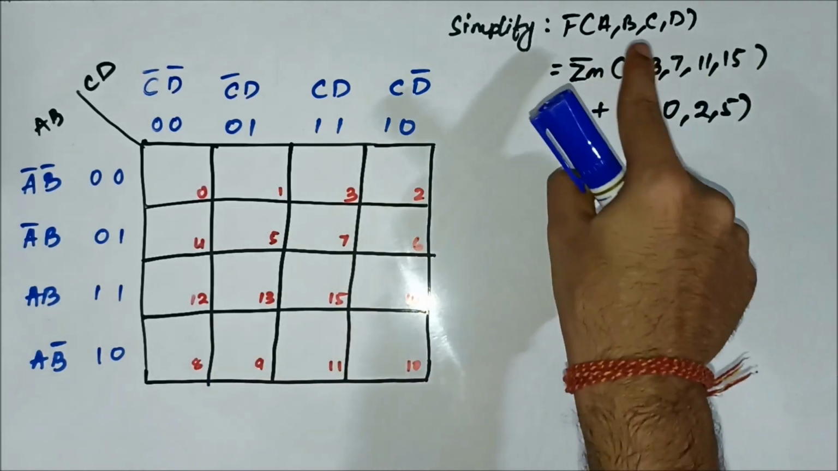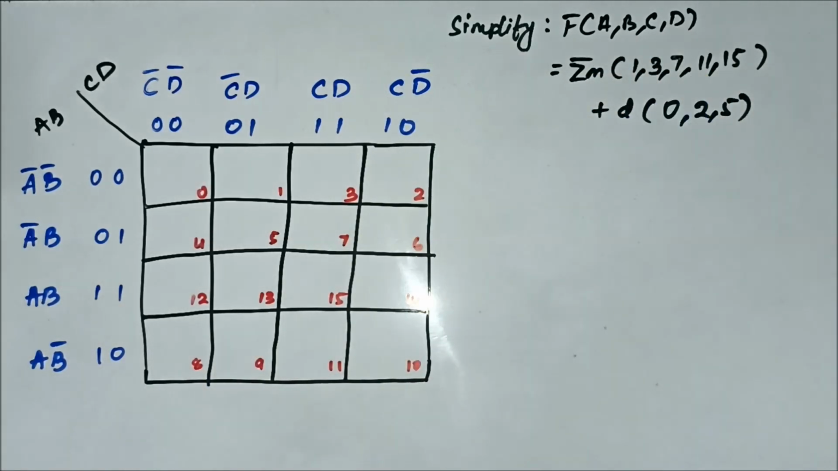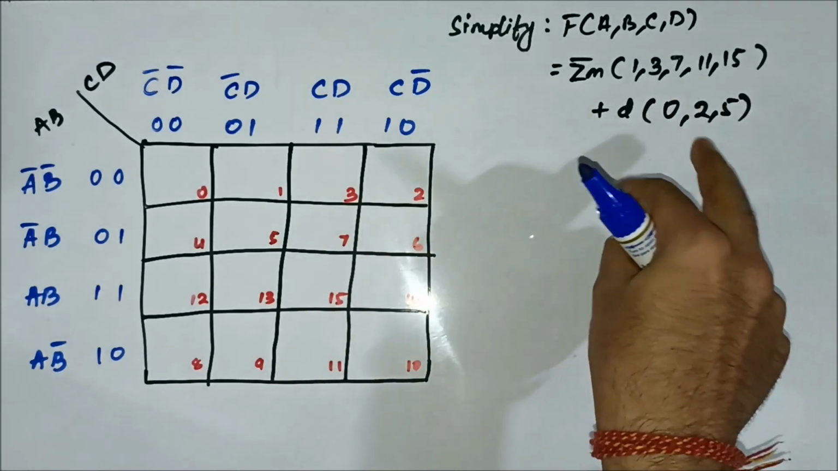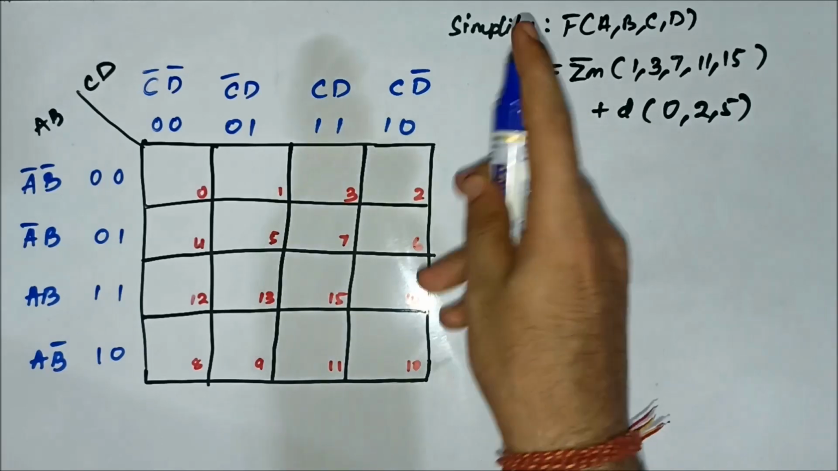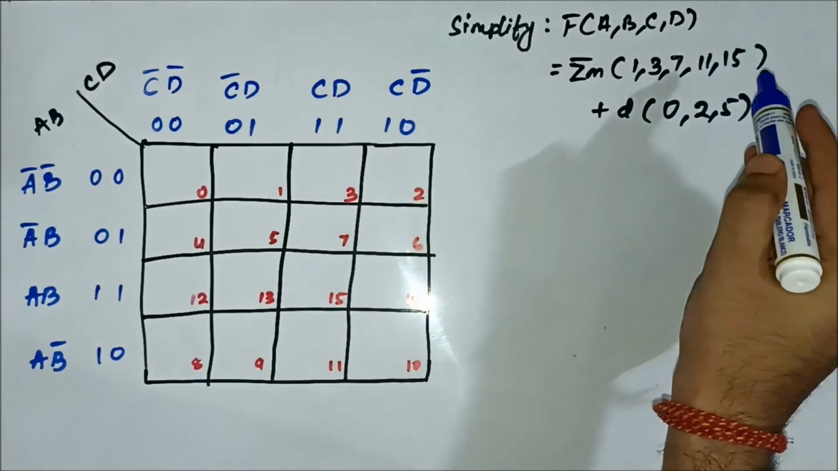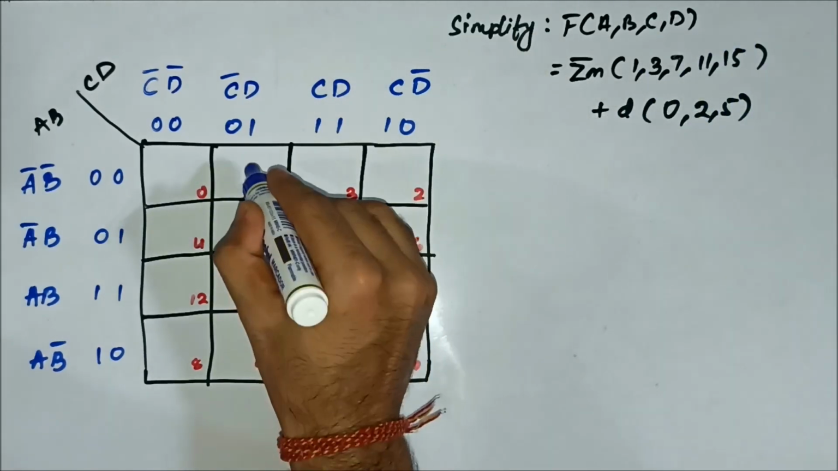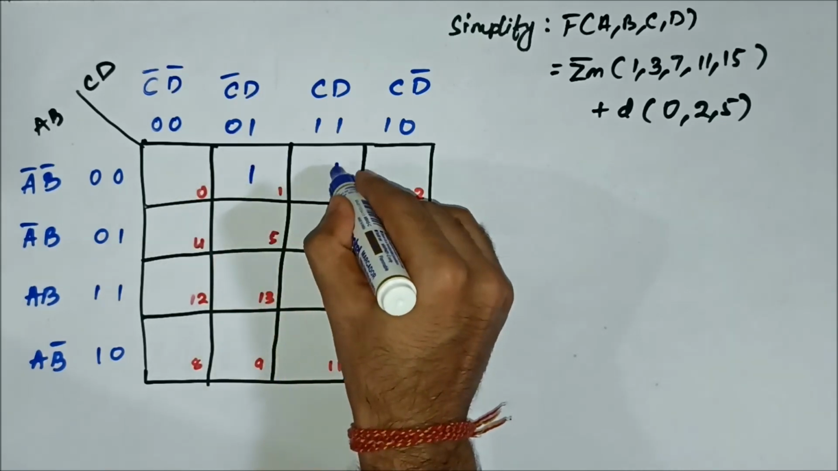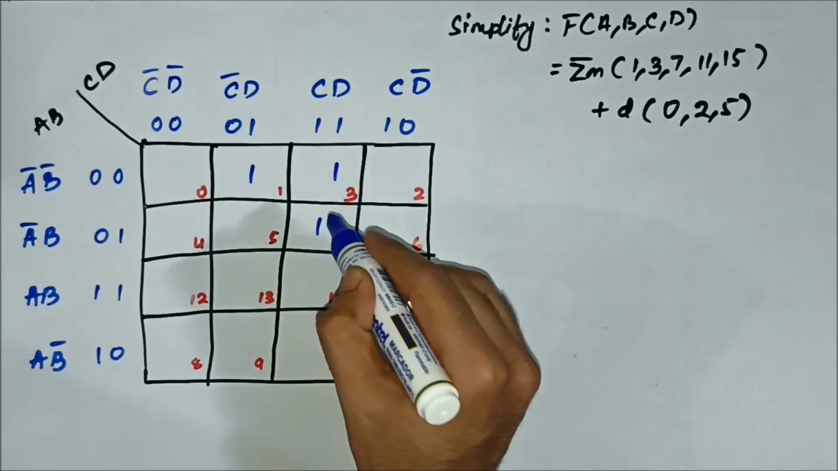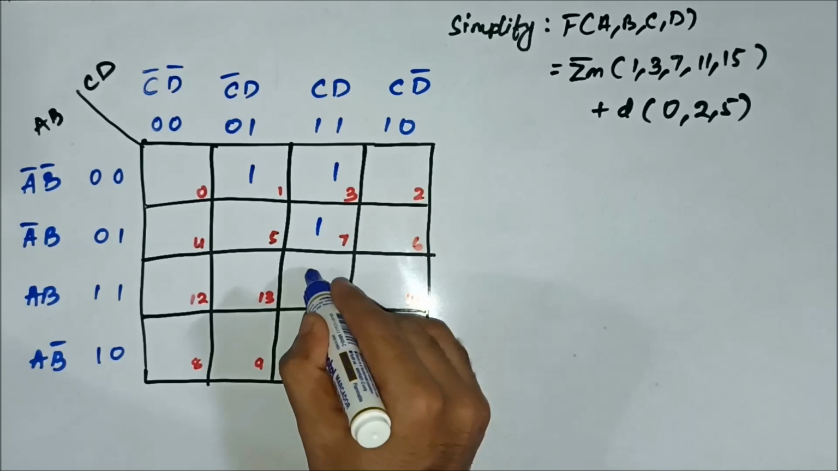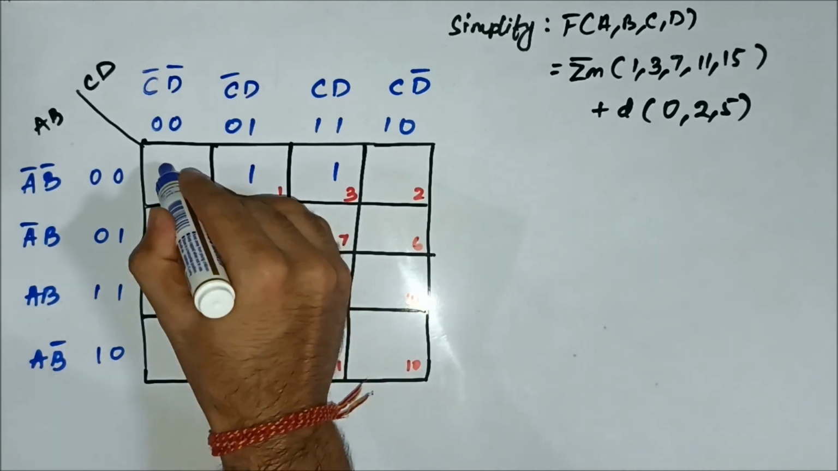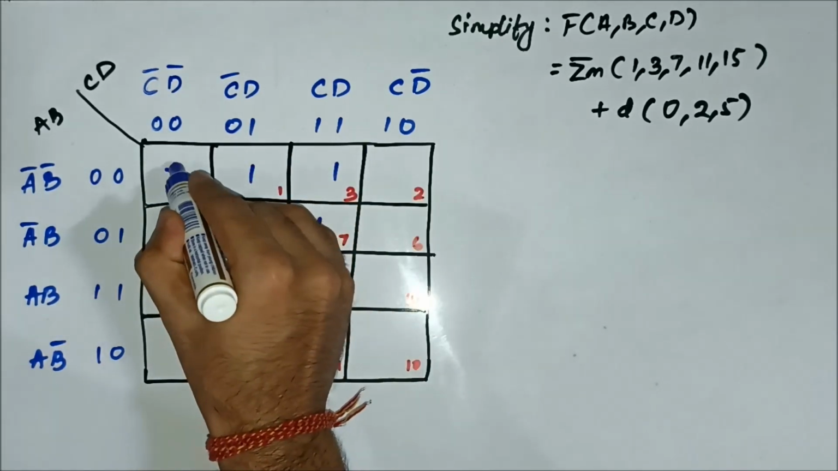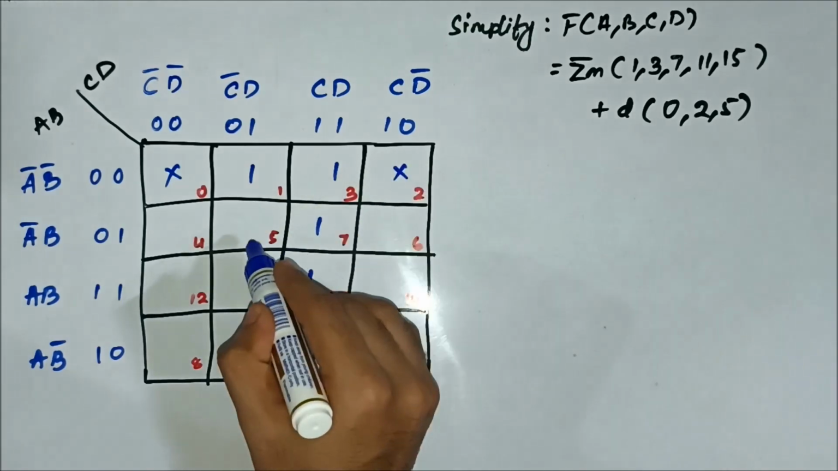So as usual, the min term bracket values we will mark as 1, and the don't care values will be marked as x. 1, 3, 7, 11 and 15, and then 0, 2, 5.